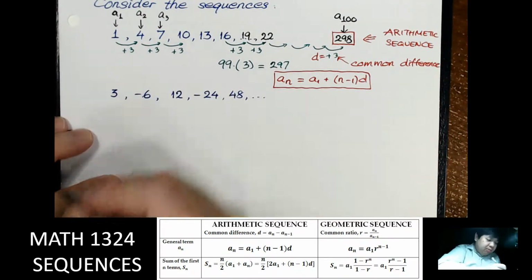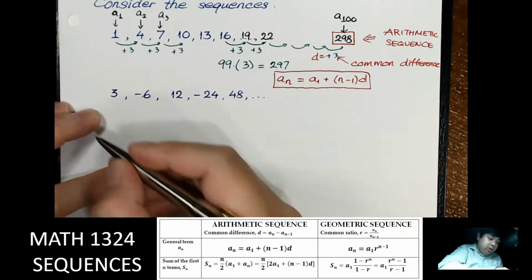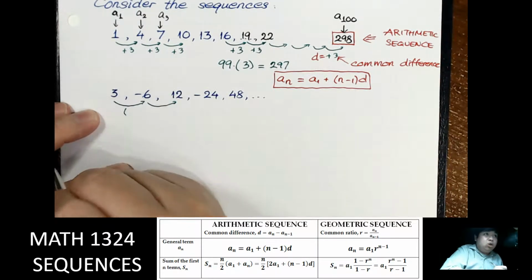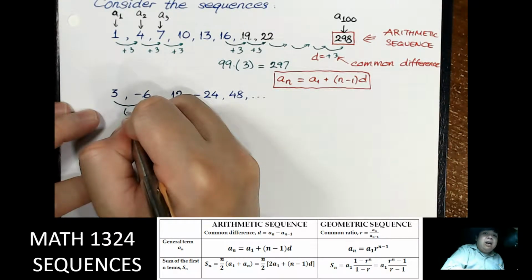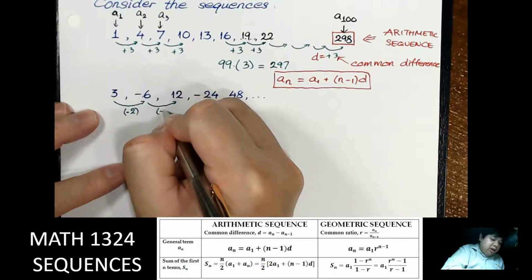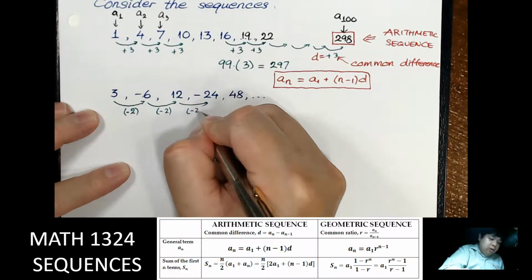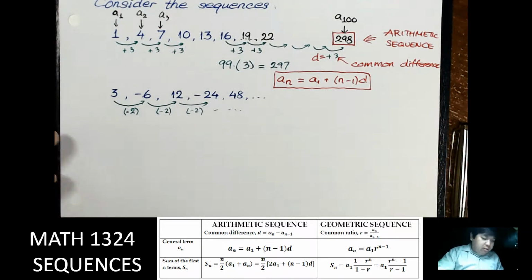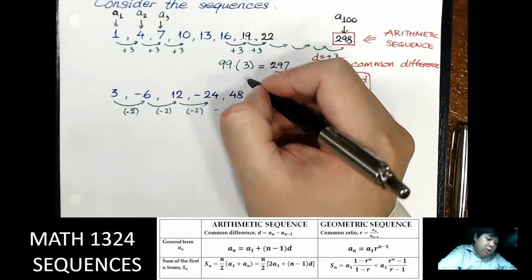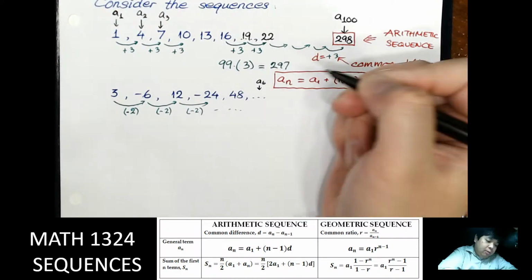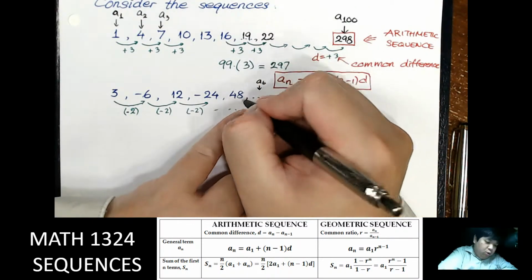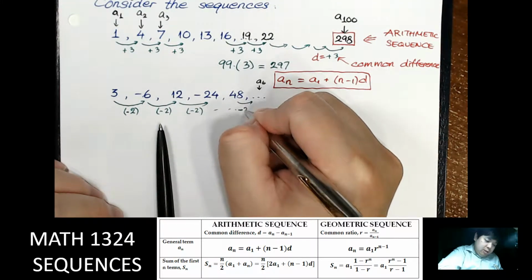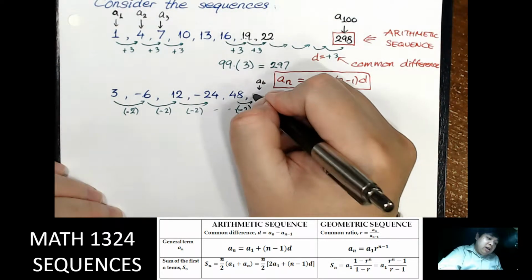Similarly, we have what is called the geometric sequence. What we do instead of addition is multiply. It could be positive or negative. In this case, we multiply by negative 2, and we keep doing that. Now if we have to go to the next term, so 1, 2, 3, 4, 5, this is going to be the sixth term. We're going to multiply by negative 2. That gives us negative 96.